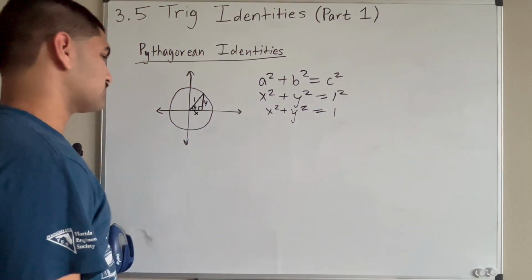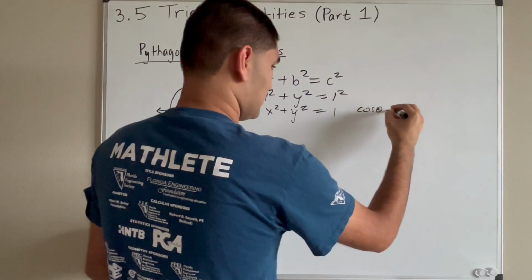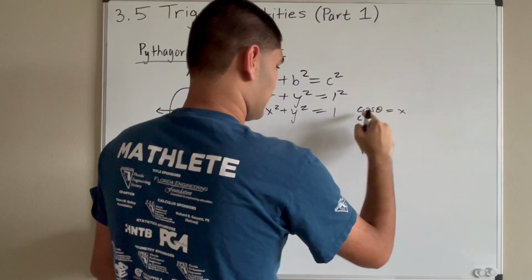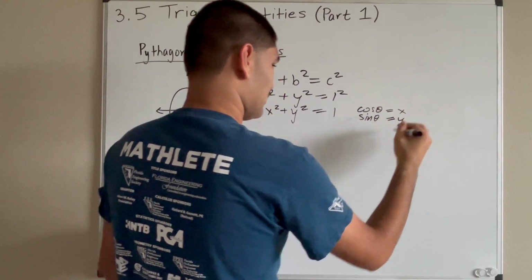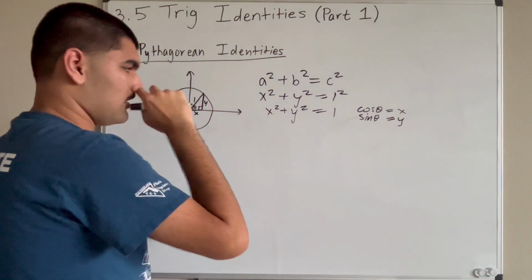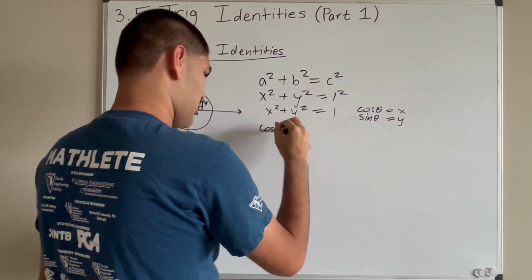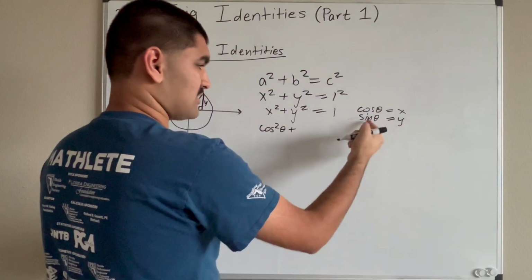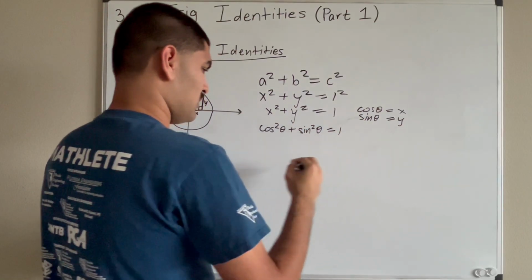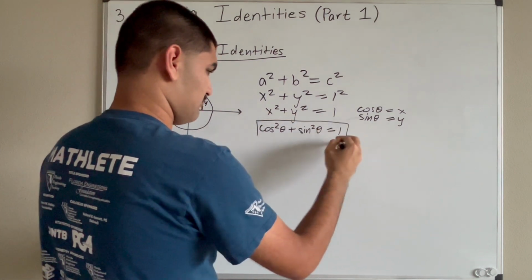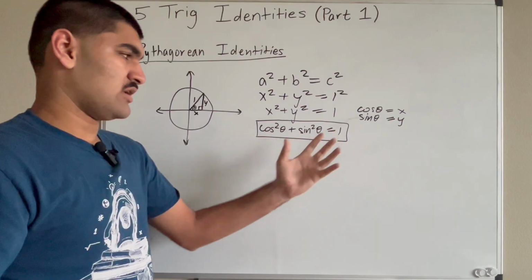All right. But then recall how cosine of theta is equal to x and sine theta is equal to y. And so then we could substitute those values in for x and y in here. So x is cosine theta, so we have cosine squared theta. And then y is sine theta, so we have sine squared theta equals 1. And this is the first Pythagorean identity. So cosine squared theta plus sine squared theta equals 1.